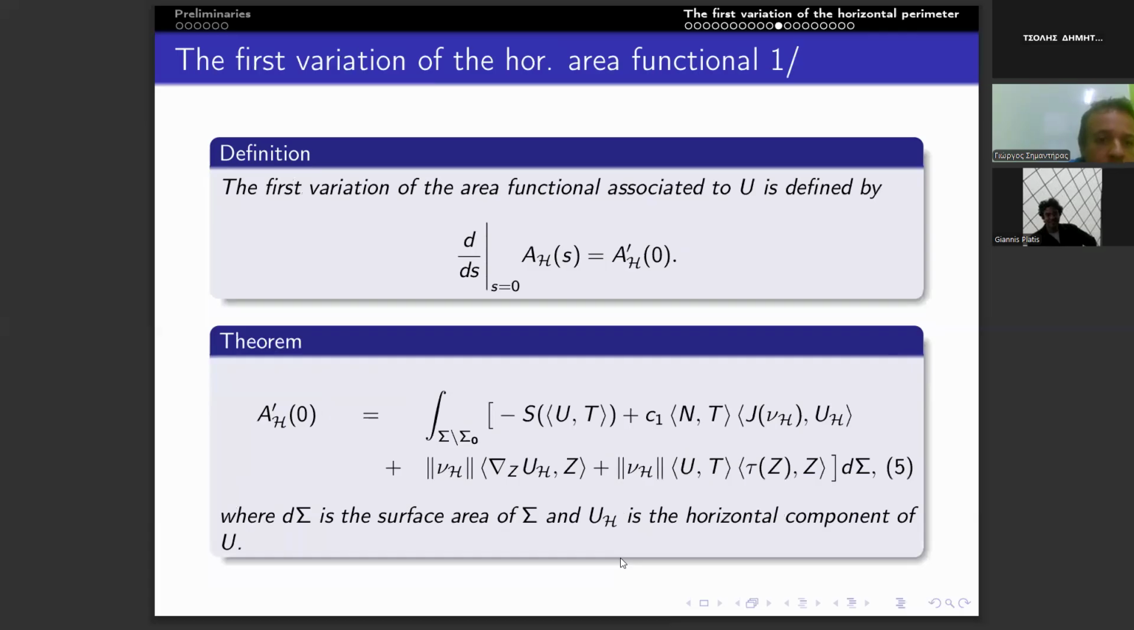And the first variation of the area functional associated to the vector field U is defined just by the derivative of the horizontal area with respect to s, calculated for s equal to 0. So we have our main theorem here: the first variation of the horizontal area functional associated to U can be described by this crazy formula here. We can find it in a paper of Matteo Galli and, I think, Ritoré.